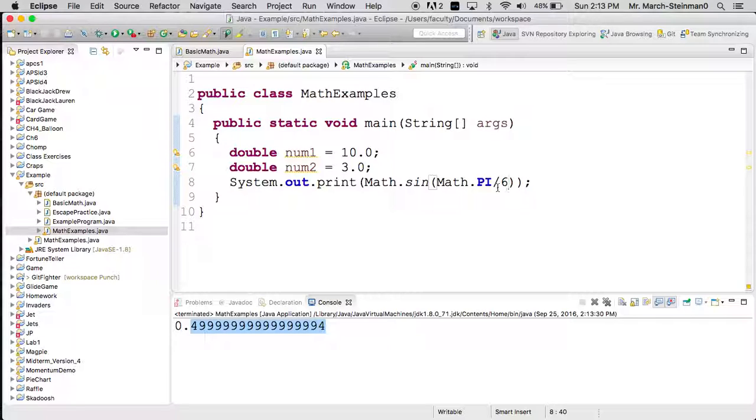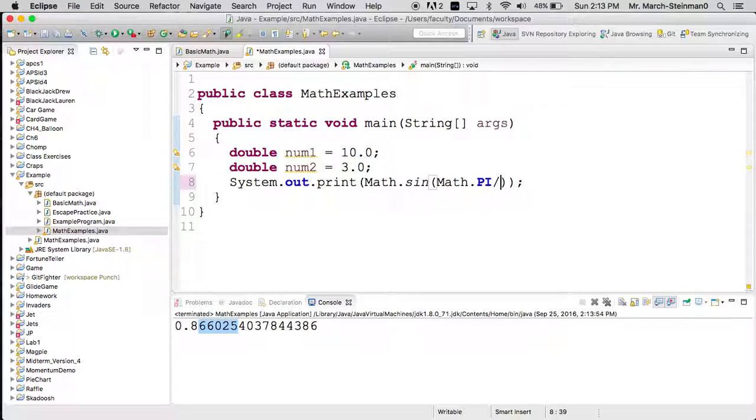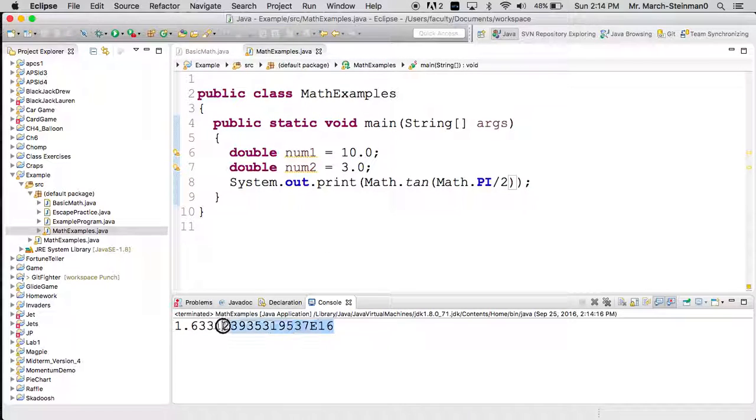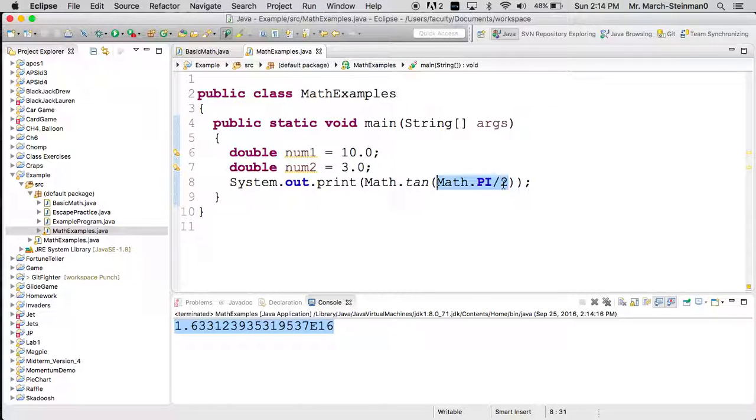So pi over 6 gives us that. Pi over 3 should give us square root of 3 over 2. Pi over 2 should give us 1, because that's our maximum, and that makes perfect sense. So the math functions for sine, cosine, and tangent give us values based on radians. Again, we get e to the 16, so we're getting values that are way too big or way too small because of how doubles end up working on the back end.